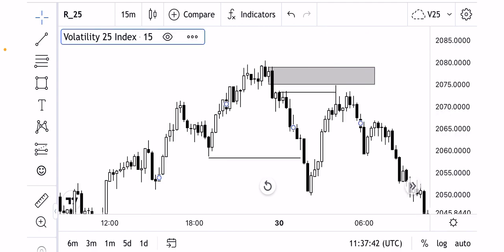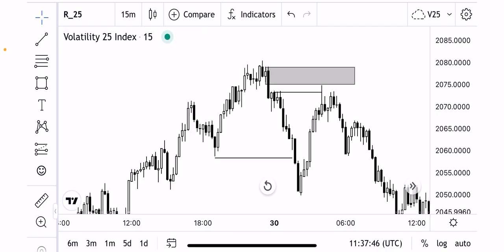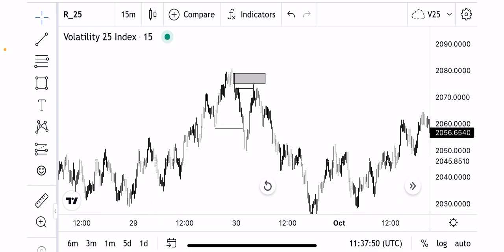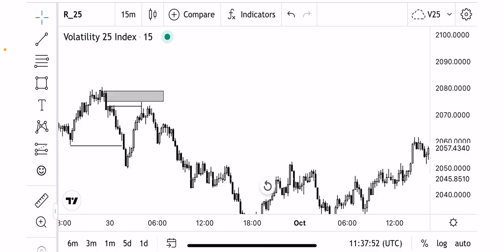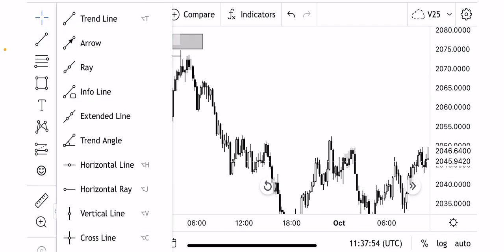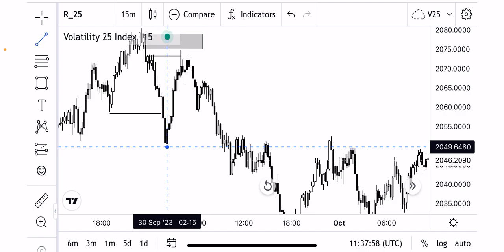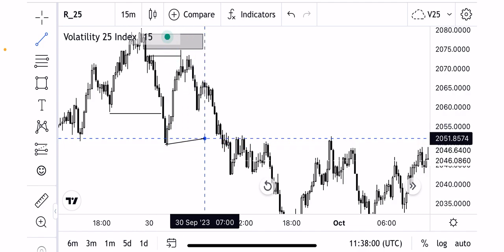Can you see that, guys? It took out our primary inducement that could not enter into the sponsored candle, and then it continued to the upside. So see this also. We had BMS to the downside.